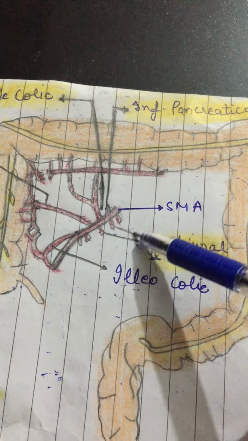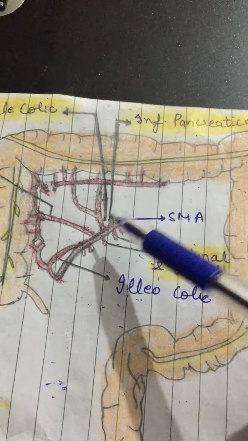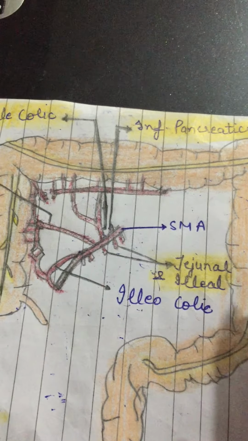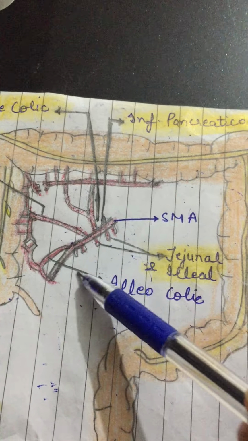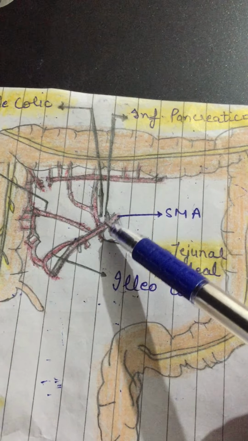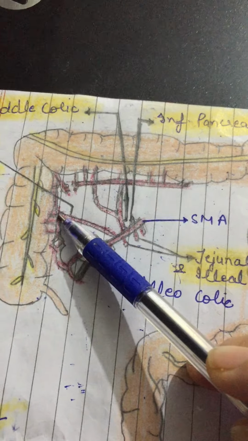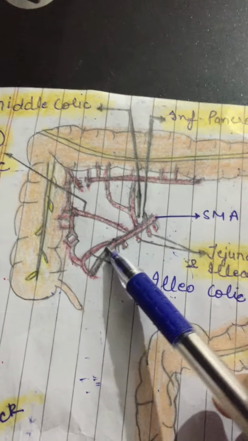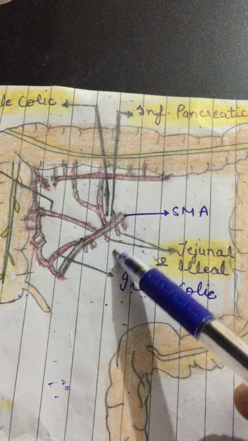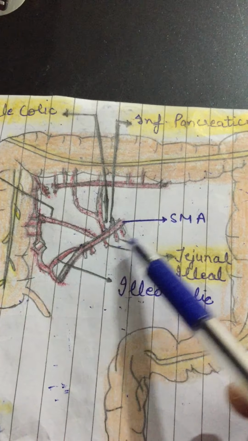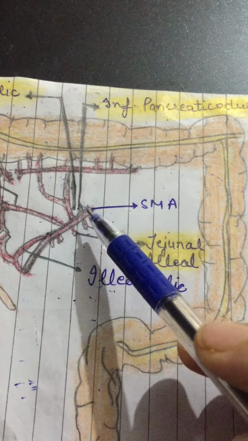These are the jejunal and ileal branches, which form 12 to 15 pairs, right? I repeat, the superior mesenteric artery gives 5 branches. 4 arise from the right side and 1 from the left side. These 4 are inferior pancreaticoduodenal, middle colic, right colic, and ileocolic, right? And from the left side, the branches are 12 to 15 pairs of jejunal and ileal branches.